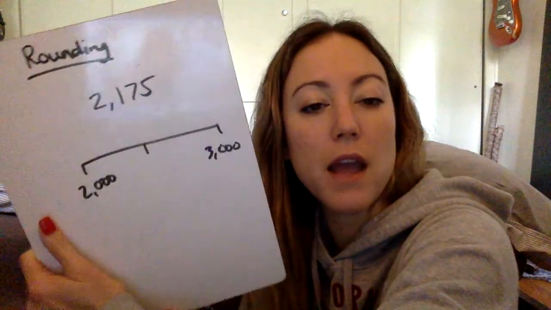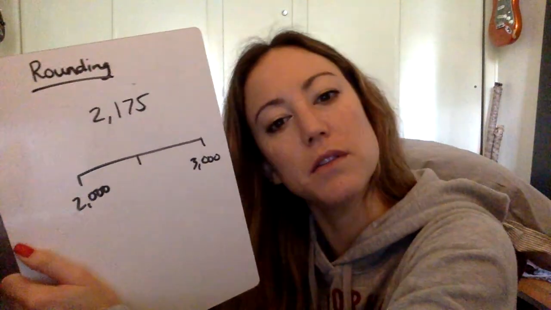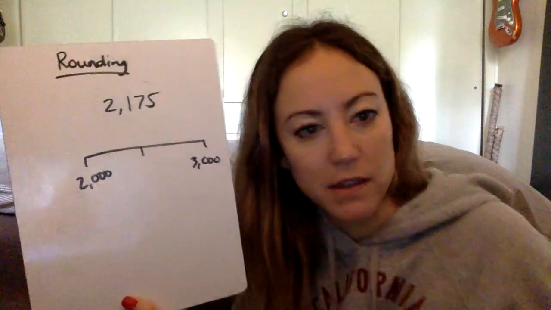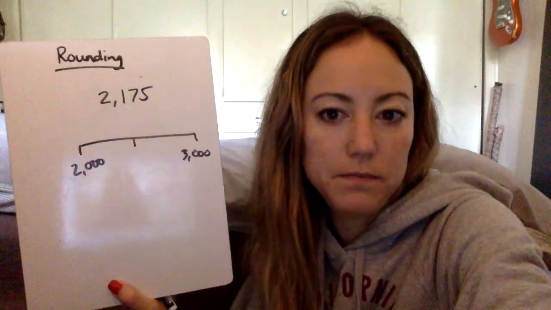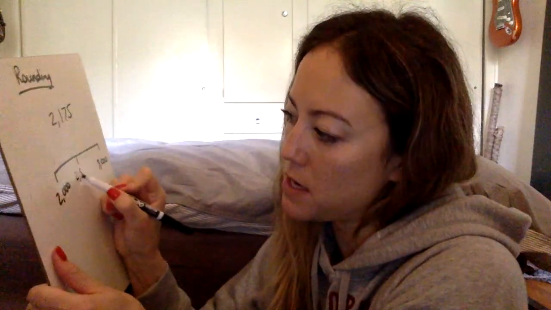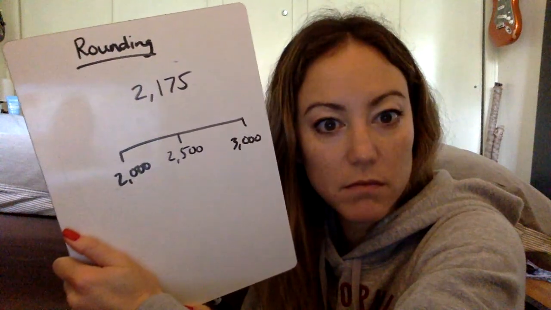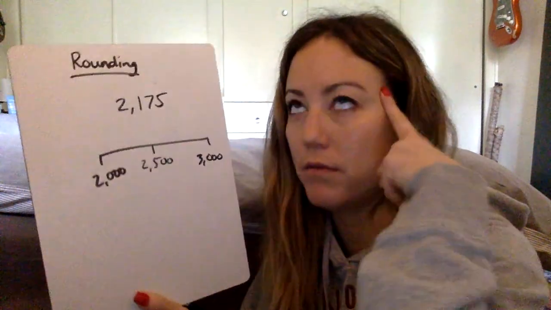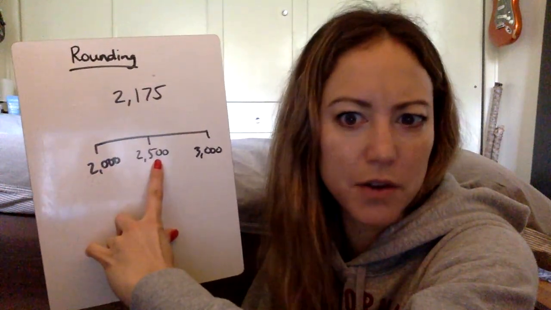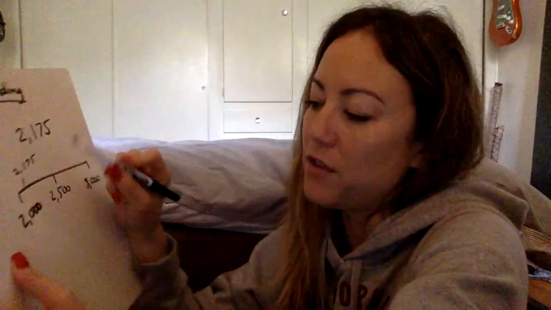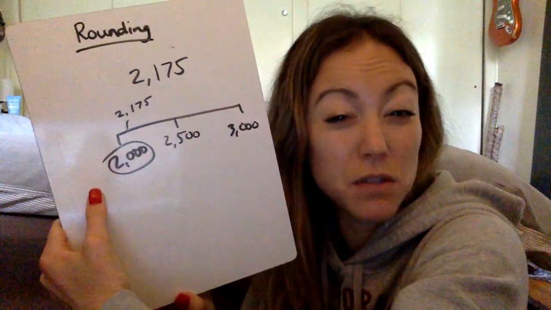What number is halfway between 2,000 and 3,000? I'll give you a moment to think about that. Okay, so the number that's halfway between would be 2,500, right? Now once you get the halfway point, you can realize this number is definitely less than 2,500. It would be about right here on the number line. So if you round to the nearest 1,000, it would be closer to 2,000 than 3,000.